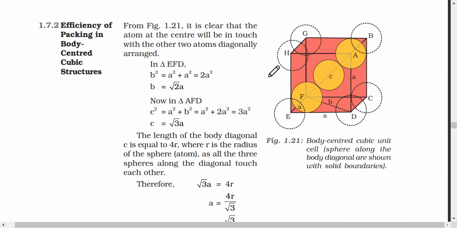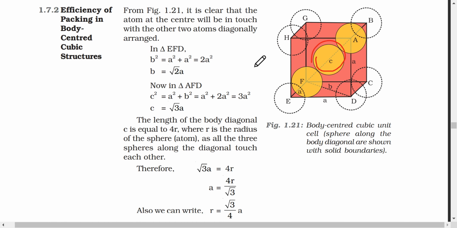अब body पे भी एक है. Fine. There'll be an atom at the center which will be in touch with the other atoms diagonally arranged. यहाँ पे this is if this is at the center. Fine. ये यहाँ पे हमारे पास corners पे तो होते ही हैं, right. Again triangle लिया हुआ है EFD.